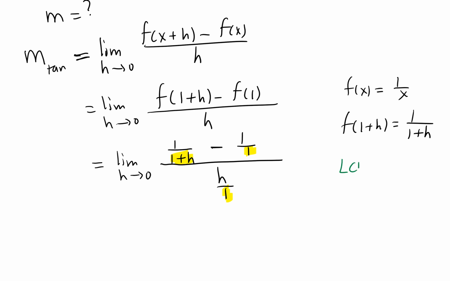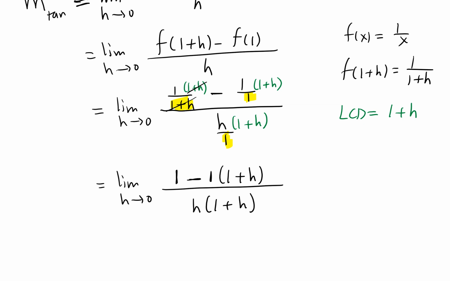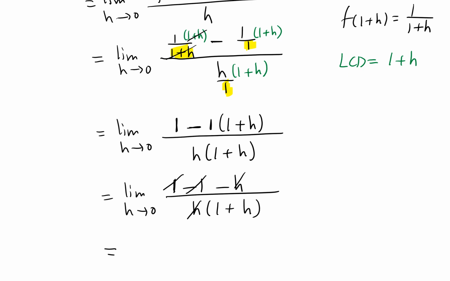The LCD here is simply 1 times 1 times 1 plus h. It's just 1 plus h. So you multiply the numerator of each fraction by 1 plus h. That's the easiest way to clean up the complex fractions. Limit as h goes to 0. These cancel each other. 1 minus 1 times 1 plus h. The denominator stays the same. On the top, 1 minus 1 minus h. These cancel and the h's cancel. So the only thing left is to pass the limit: negative 1 over 1 plus 0. That's the slope.